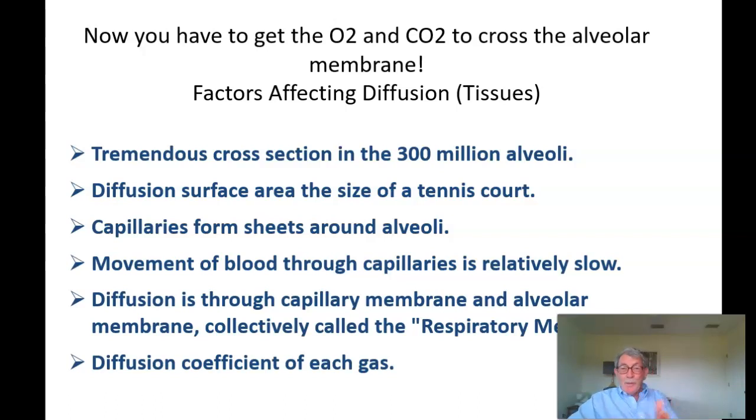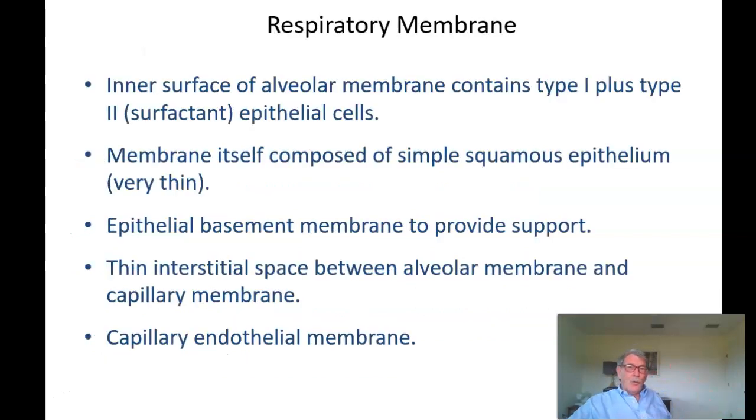The respiratory membrane we talked about being very thin, just a simple squamous cell on the alveolar side, simple squamous on the capillary side. And then the diffusion coefficient. Like I say, CO2 diffuses real easy, more easily than oxygen. So it's there. Oxygen takes half a second to diffuse all the way across.